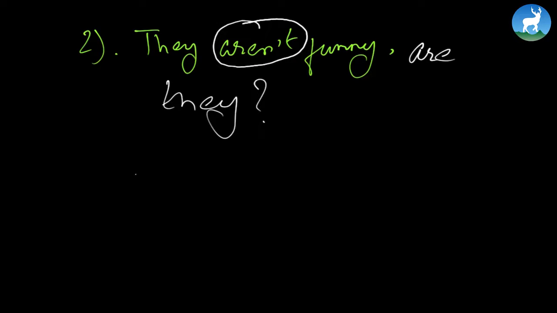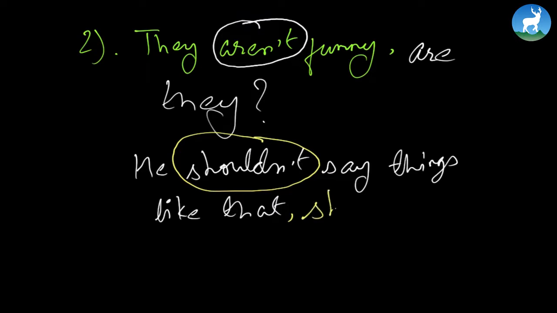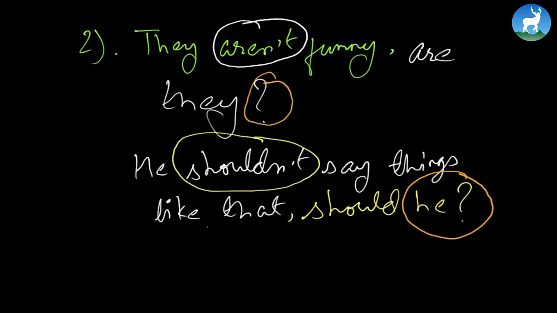Or if I deal with one more example, "He shouldn't say things like that." Again, here the "shouldn't" is making this statement negative, and the answer should be "should he?" with a question mark. Don't forget that the question tag always ends with a question mark. So these are the two basic rules. If the statement is negative, the question tag is always positive, and if the statement is positive, the question tag is always negative.